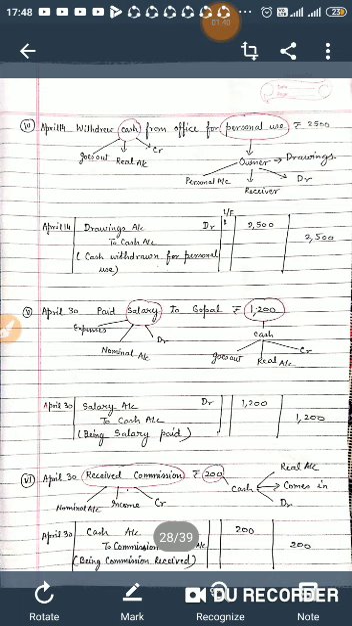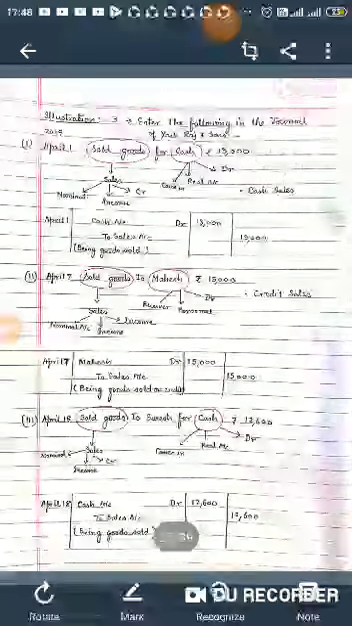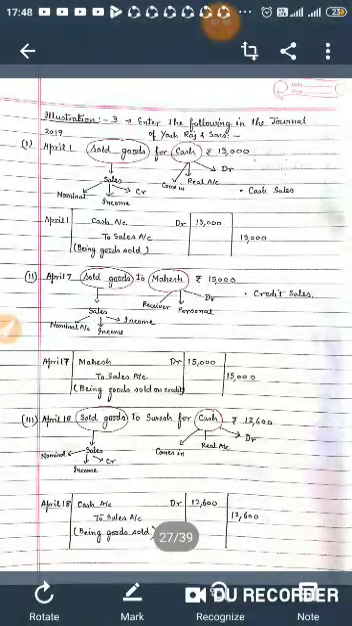With this recapitulation, I would like to start with one illustration. In this illustration, it says enter the following in the journal of Yash Raj and Sons. The first transaction, on 2019 April 1: sold goods for cash rupees 15,000.